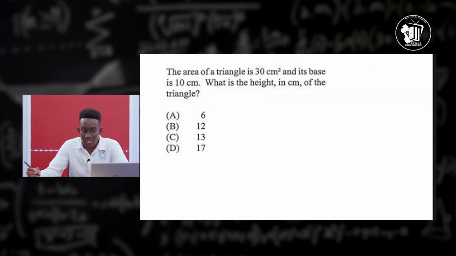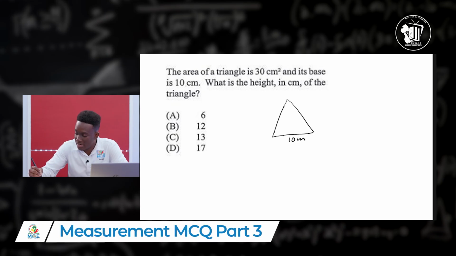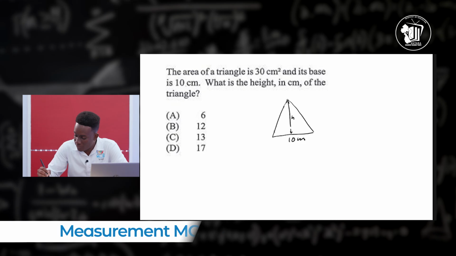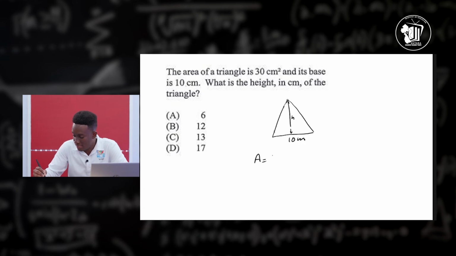So this one says the area of a triangle is 30 cm squared and its base is 10 cm. What is the height in cm of the triangle? So let's say I had a triangle and they said the base is 10 cm and they want me to find the height, which should, of course, be the vertical height. The formula to find the area of a triangle is half base multiplied by the height. They gave me the area to be 30.